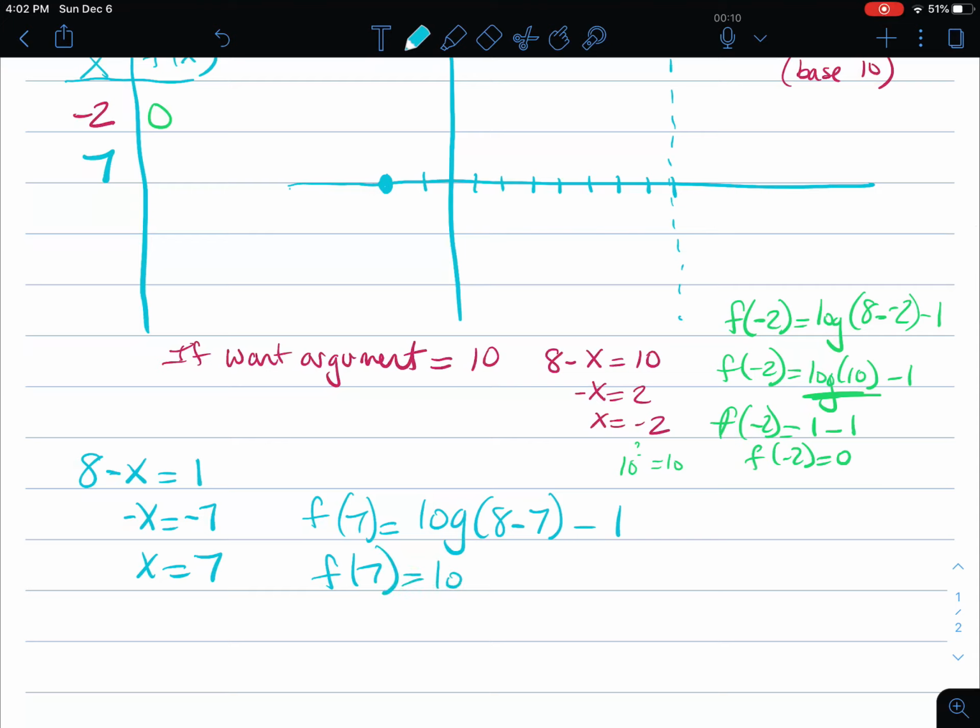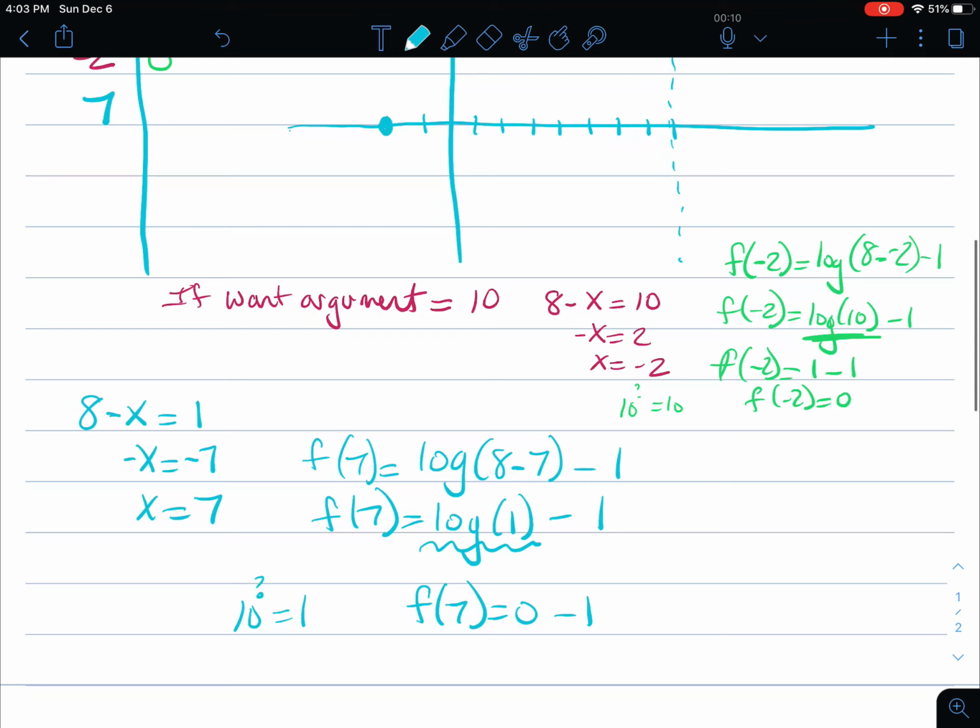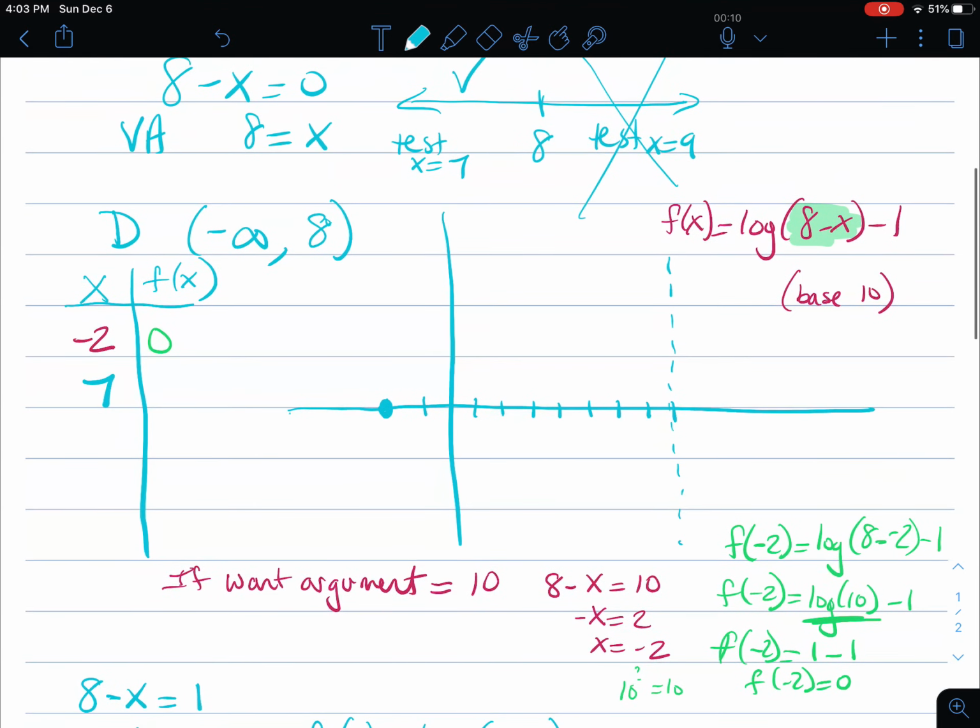F of 7 is log of 1 minus 1. Again, this means 10 to what power is 1? Well, that has to be 0. So f of 7 equals 0, take away 1, and f of 7 equals negative 1. So we're at 7, negative 1 right here. We can also see this minus 1 was a vertical shift down, so that makes sense with what we're seeing here.